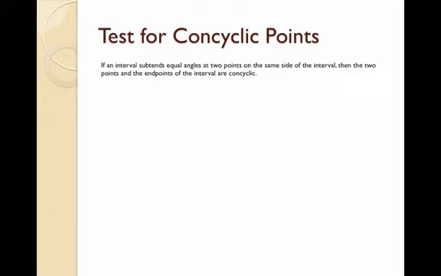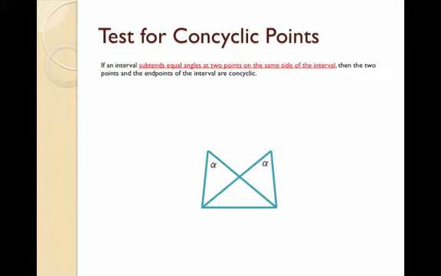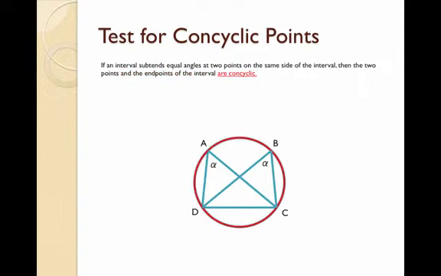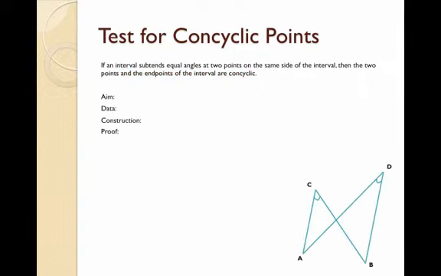Another test for concyclic points relates to angles in the same segment. It says, if an interval subtends equal angles at two points on the same side of the interval, it is important that they're on the same side and not opposite sides, then the two points and the endpoints of the interval are concyclic. Let's look at a proof of why this is so.